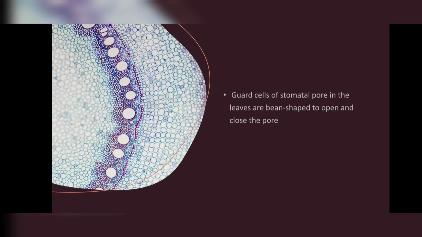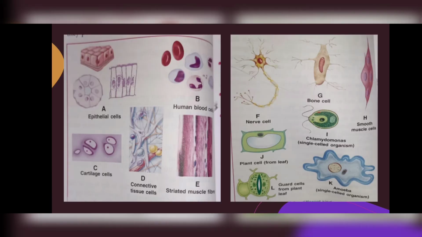Guard cells of stomata are bean shaped, like the rajma you have eaten at home. They open and close the pores so that gases and water can be released out and stored in.